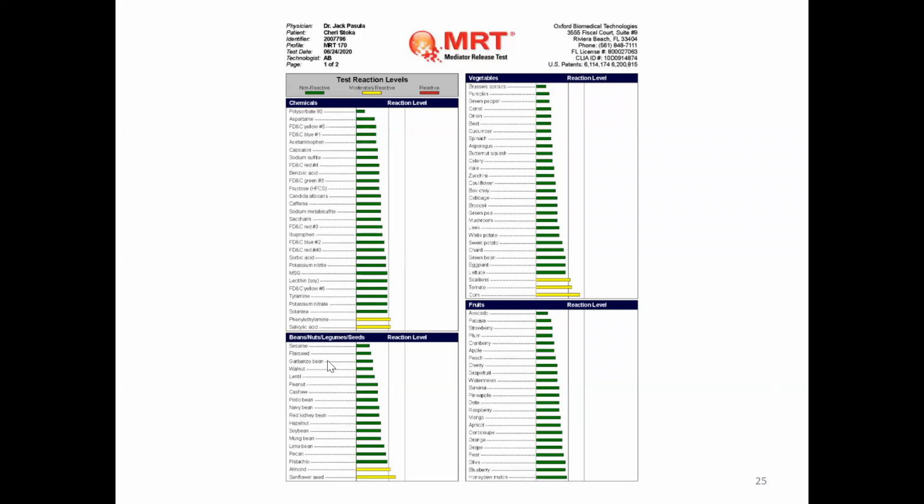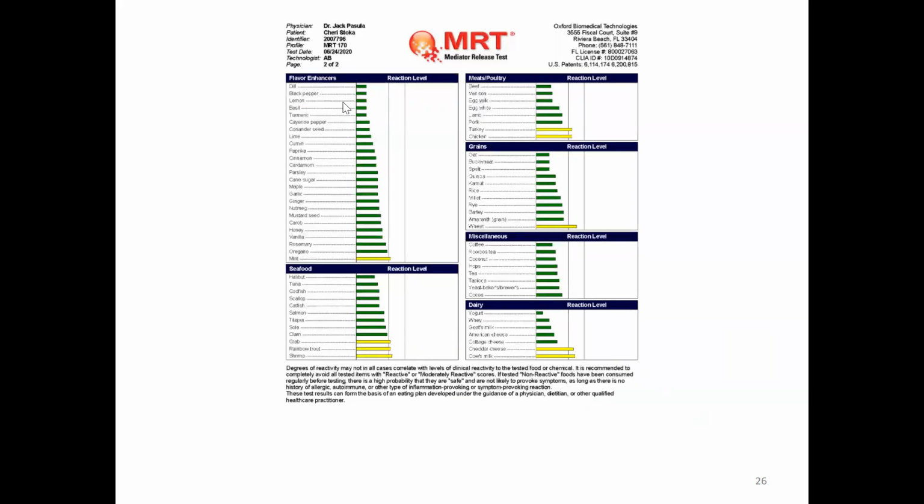And another category is beans, nuts, legumes, seeds. So for me it was almonds and sunflower seed. Fruits, I was fine with all the fruits. And then we have flavor enhancers, which mine was mint here, meat and poultry, so turkey, and that looks like chicken. Okay, I'm going to have to do this again because I eat a lot of chicken. So, and then you look at your grains, and for me, wheat was elevated.